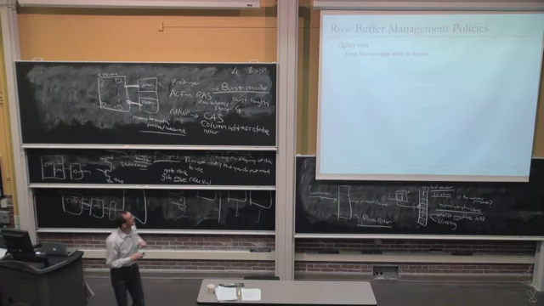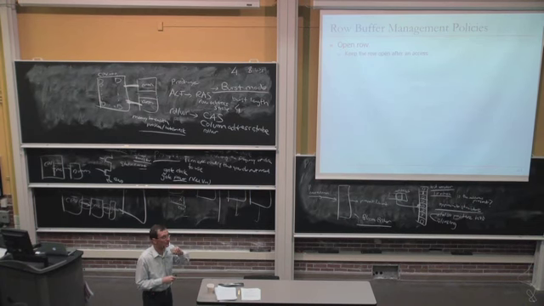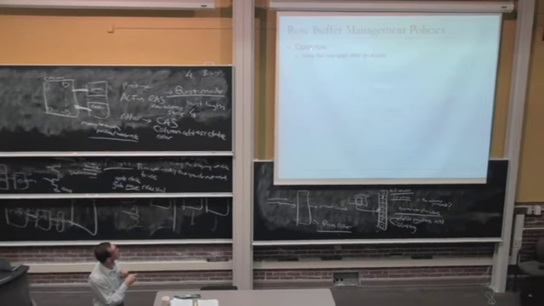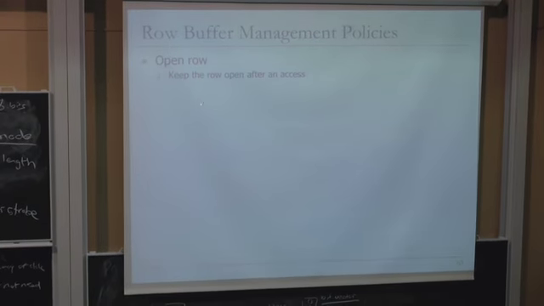Row buffer management. This is another thing that determines DRAM performance significantly, right? Remember, open row. So you would like to maximize the locality in DRAM. One policy is to keep the row open after an access, right? Another policy is to close the row after you do an access. So how do you do that? You could pre-charge the row after you finish the access, right? So there are trade-offs associated with this.